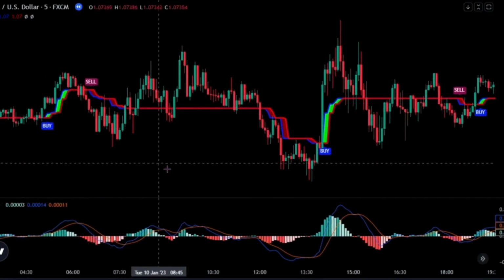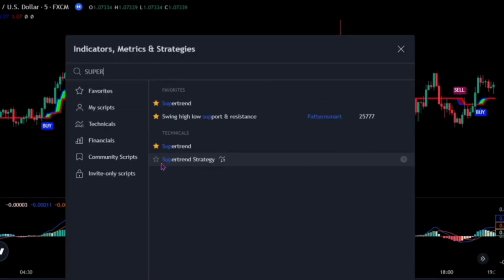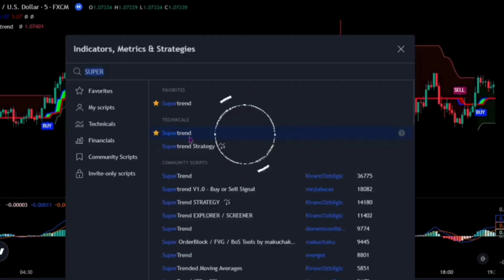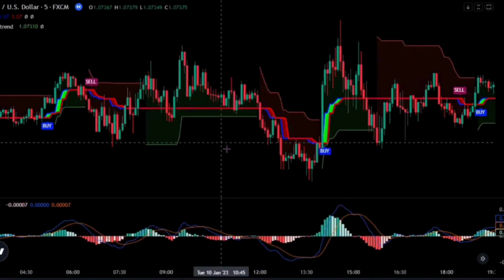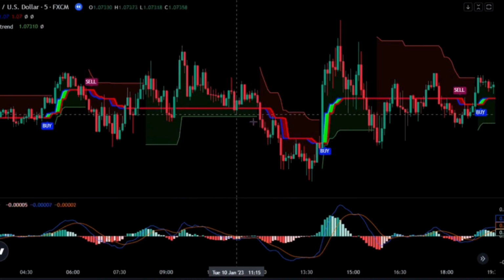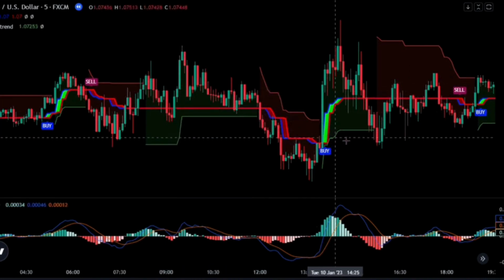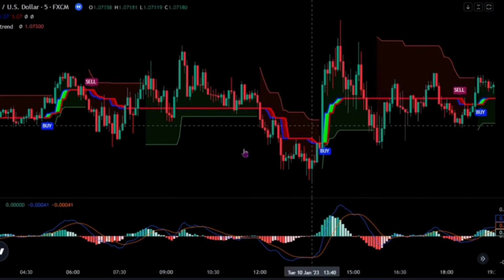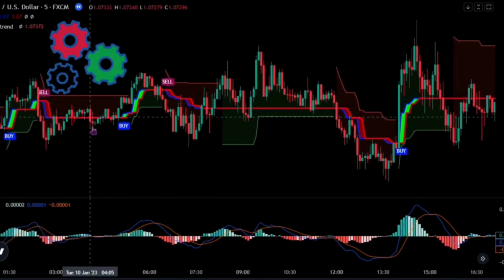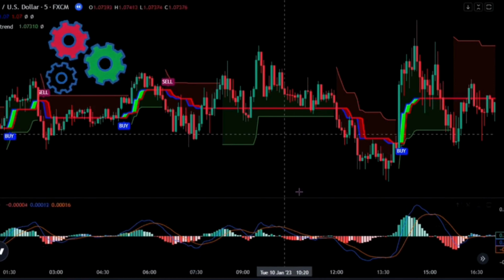And last but not least, we're going to add the Super Trend Indicator. This powerful tool is fantastic at identifying trends in the market, using calculations based on the average true range of price. With a few tweaks to the settings, we'll be ready to go.